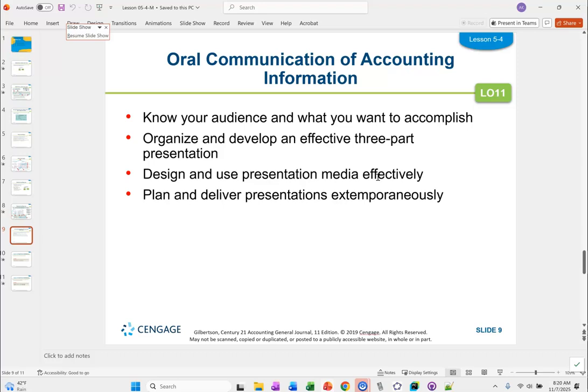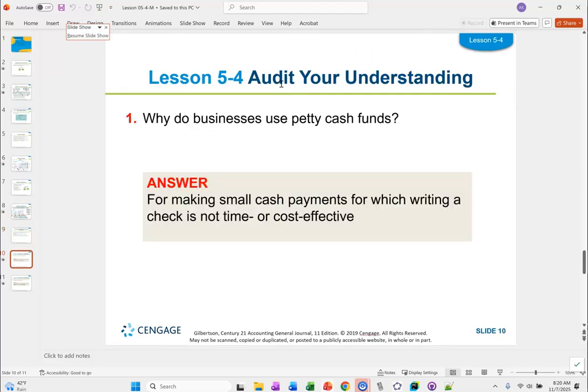This feels like it's in the wrong section. Know your audience and what you want. Oral communication of accounting information. This seems out of place. I don't know. I didn't get a chance to run through these slides this morning like I usually do and look for things like that.